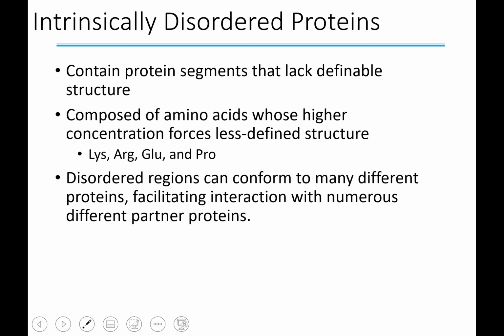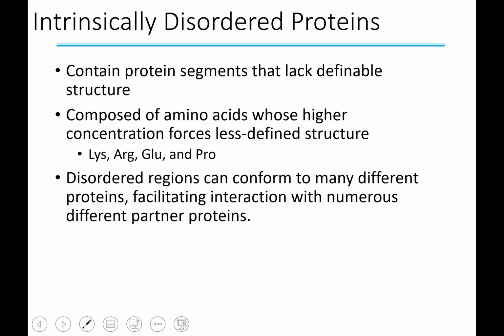And you can also think of that as lacking definable structure. I need to be careful here. It's not necessarily wildly moving all over the place. It's just that it's flexible and it doesn't have a specific secondary structure or motif that we can use to characterize it. Okay. So no definable structure.